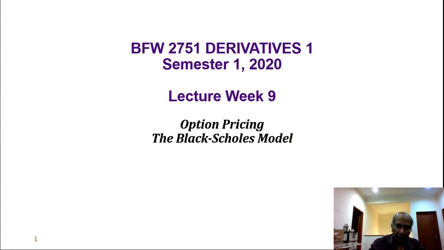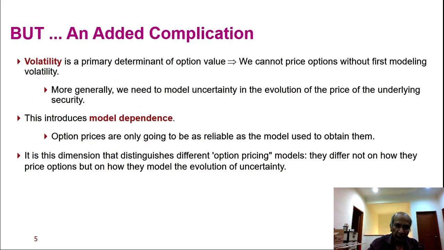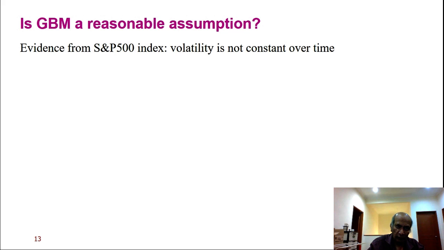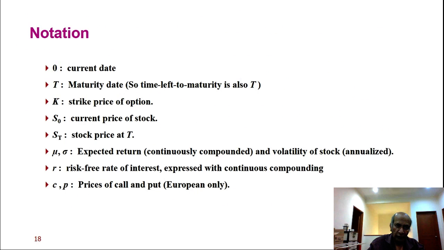Now let us continue with the notations. Earlier we did this for the binomial model, and now for the Black-Scholes model as well, we look into the notations. 0 is always the current date in the timeline. T in the timeline is the maturity date. S0, time left to the maturity, is also called T. That's ST. So 0 is always the starting line of the timeline.